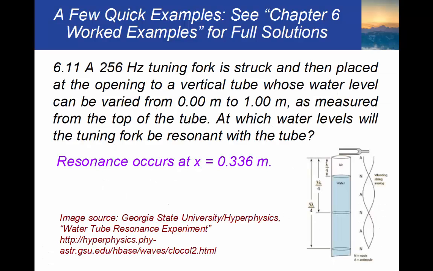What that means is that resonance will occur at x equals 0.33, should be 0.334 meters. I guess depending on where you round, you could get 0.336 meters. Usually if it's within about 1%, it's right, so this is fine. And then the next resonance, you need a longer tube to get.